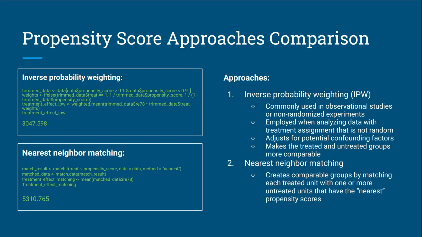And with propensity scores at hand, we then had to pair up people with similar scores, and we tried two different methods for pairing. One is the inverse probability weighting, and the other is nearest neighbor matching. And we found that the inverse probability weighting gives a value of 3047, and nearest neighbor matching gives a score of 5310. So now we had to pick which was the more suitable method for our problem.